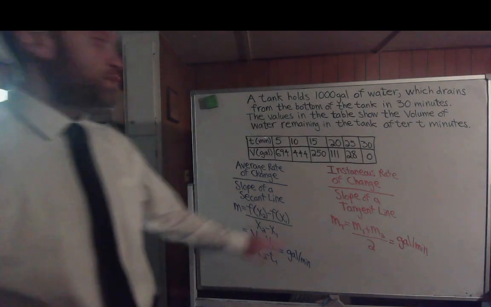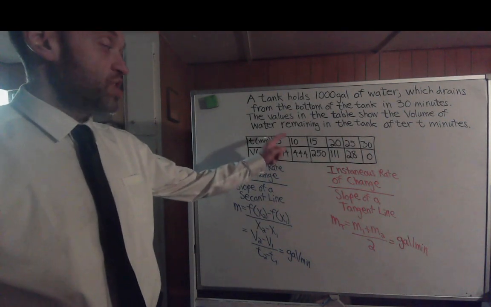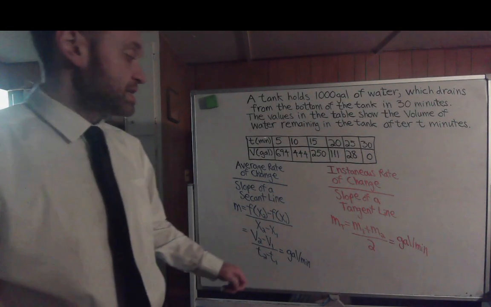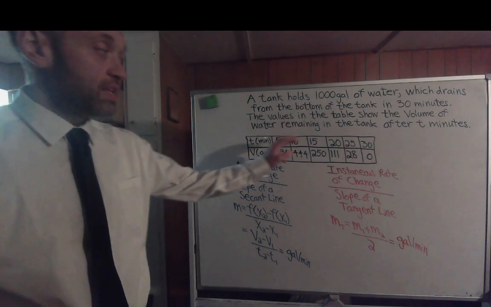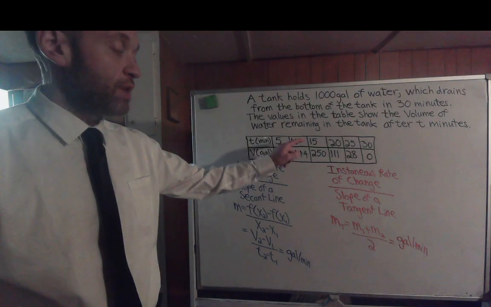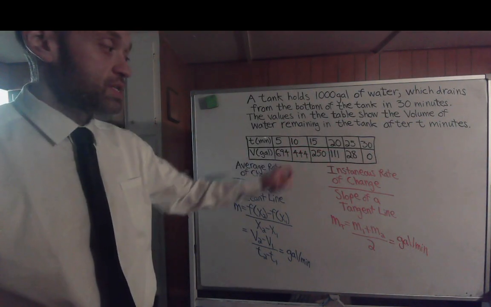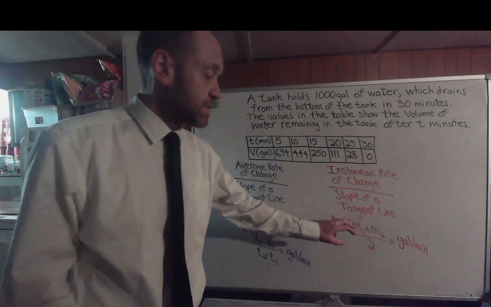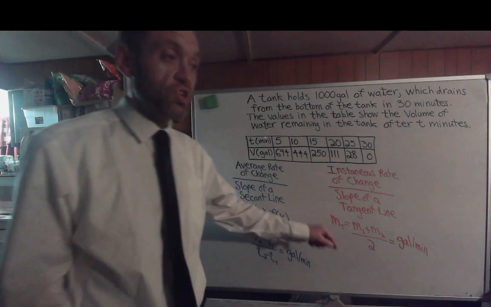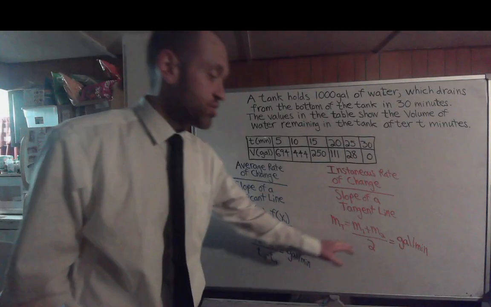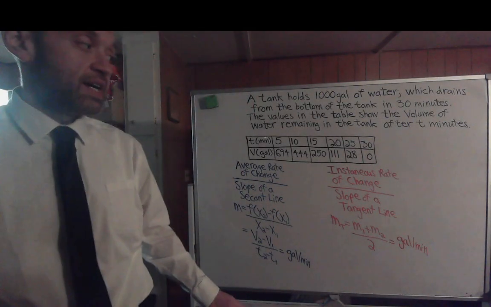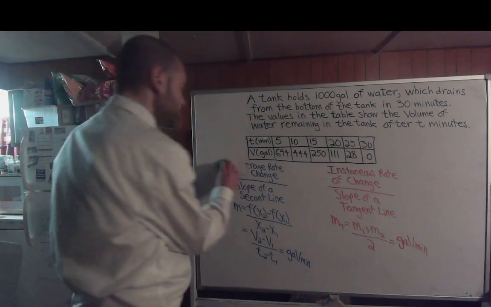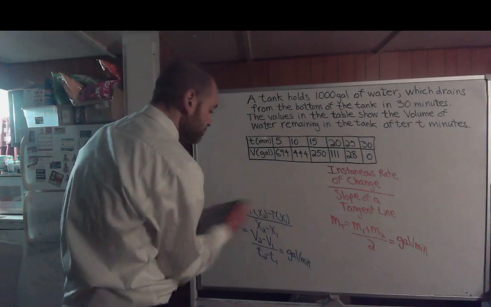Now, if I wanted to find the instantaneous rate of change at one of these times, I'm going to need to find the slope of two secant lines around that time, the same width apart. And then I'm going to need to define the slope of that tangent line, the instantaneous rate of change. I just average the slope of the two secant lines and I'll still get an answer in gallons per minute. So let's do a couple of problems with this.